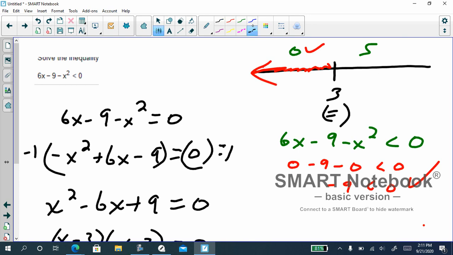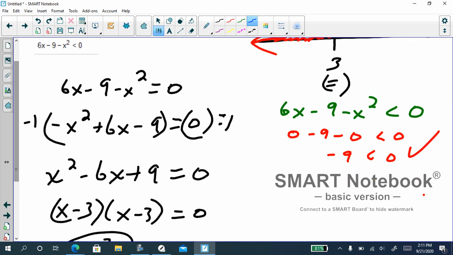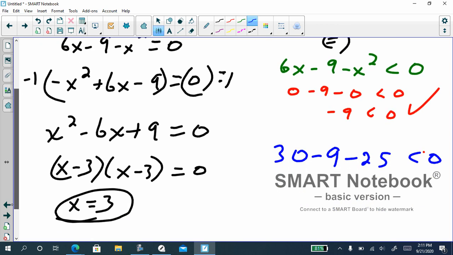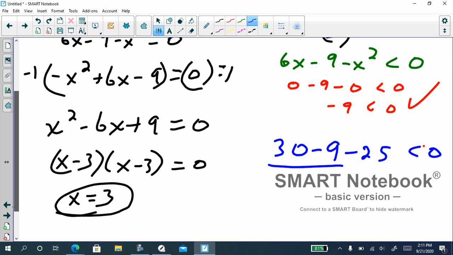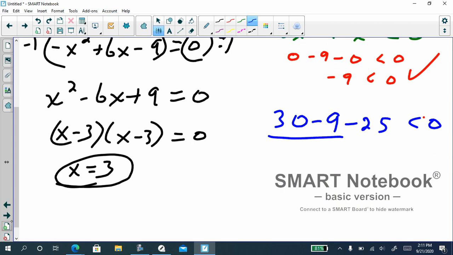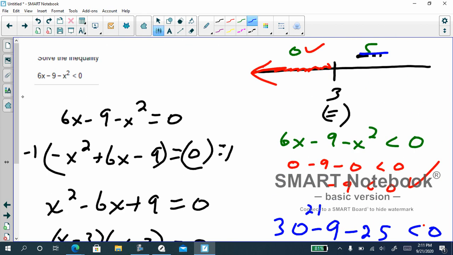Not just 0, but everything in the interval with 0. Now let's test a 5. If we test a 5, we get 6 times 5, which is 30, minus 9 minus 5 squared. Well, 5 squared is 25. And let's see if that's less than 0. Well, this is 30 minus 9 is 21. 21 minus 25 is -4, which is less than 0. So in this case, numbers on that side work as well.